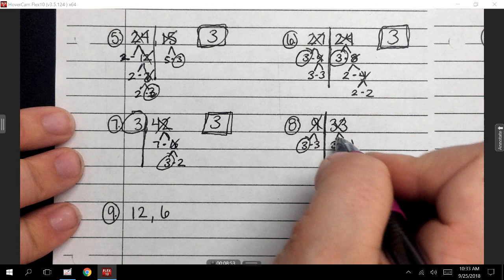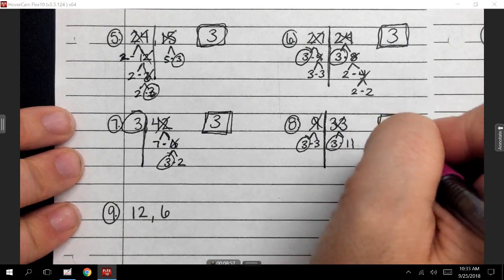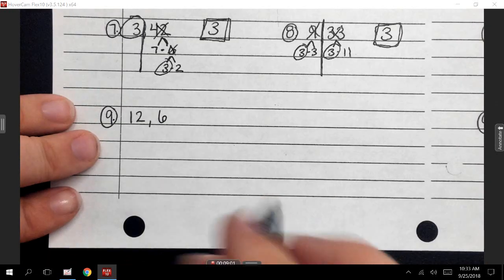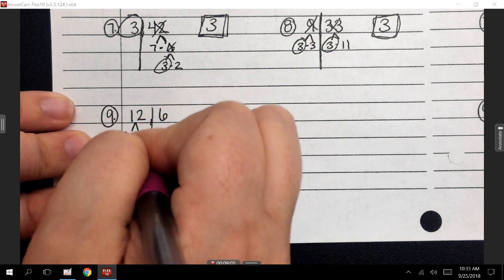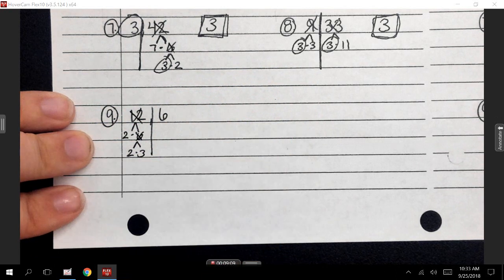All right. Right here, I have a 3 that matches. Anything else that matches? No. So my GCF is 3. All right. I'm going to move it down so I can make sure we see number 9. I'm splitting 12 into 2 times 6. 6 splits into 2 times 3. All right. Anything else there?